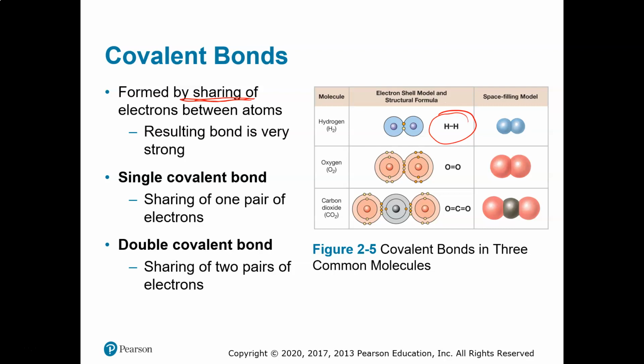That happens in hydrogen. Oxygen, O2, oxygen gas, shares two pairs of electrons. So you would use two lines, which is called a double covalent bond. And then carbon dioxide, the carbon forms four covalent bonds, two with one of the oxygens and two with the other oxygen. So it's got two double bonds in carbon dioxide.